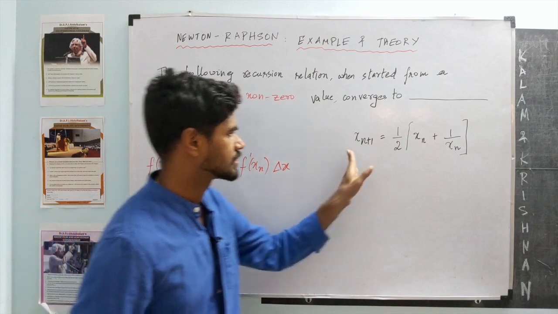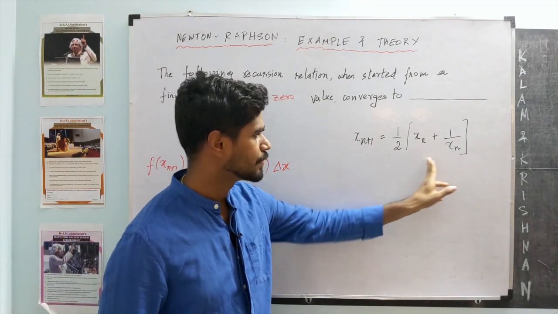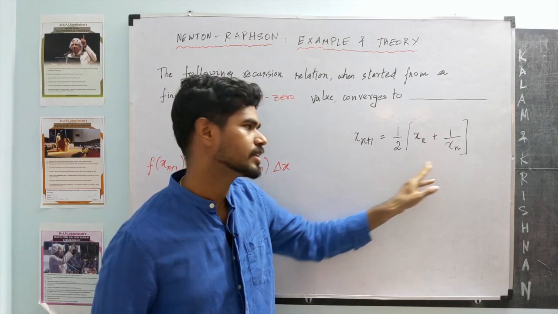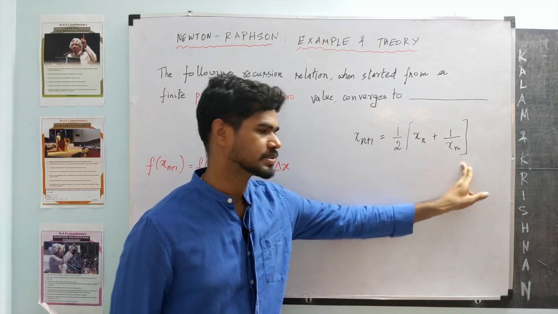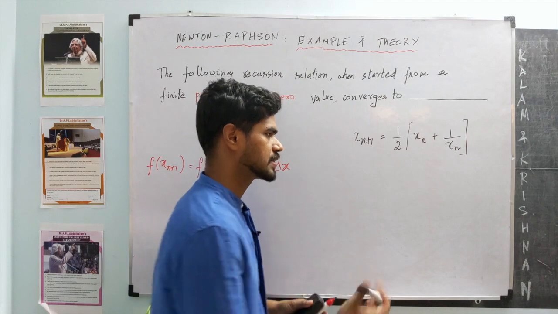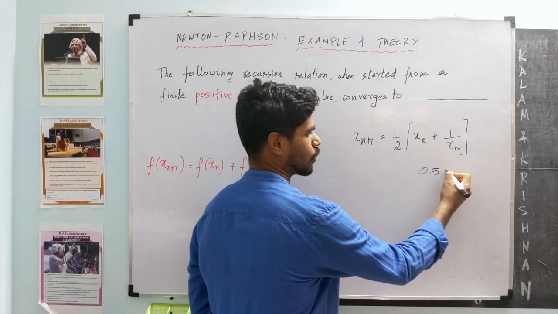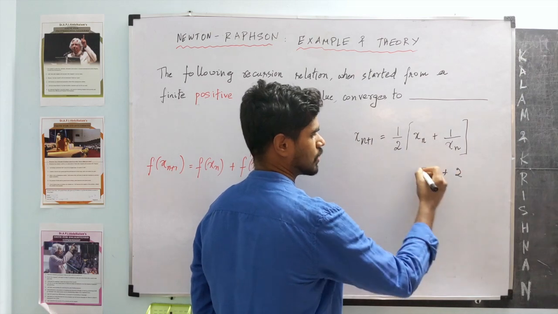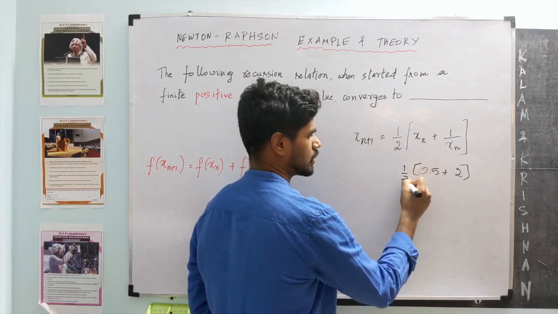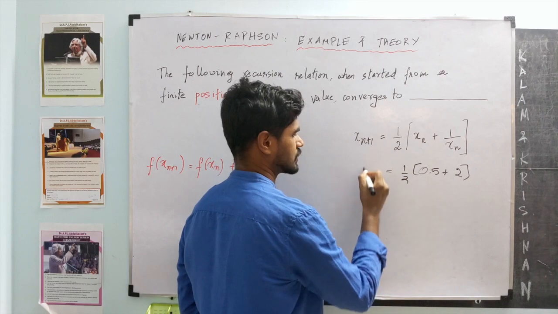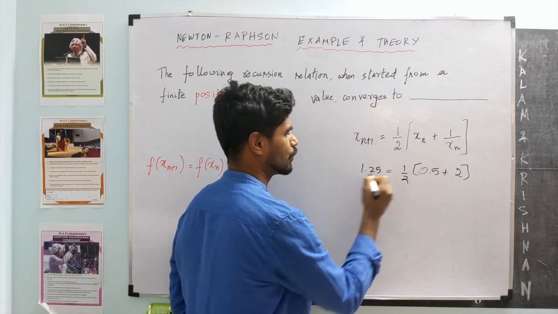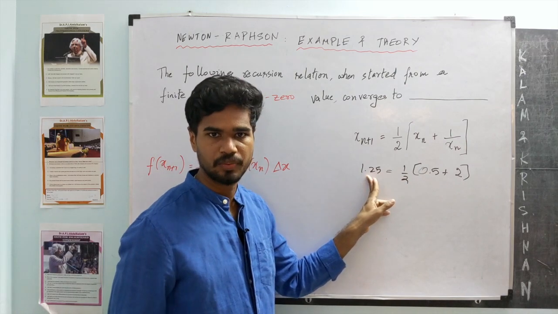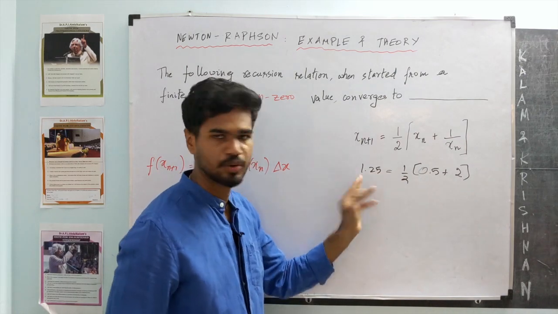Okay, it's a recursion relation. What it means is, given an old value of x, say x_n, we get the new value x_{n+1} by this relation. For example, if x_n is 0.5, 1 over x_n is 1 by 0.5, which is 2. Half of 2.5 is 1.25. This is the new value of x. Then we use this as an old value and keep on finding subsequent new values of x.